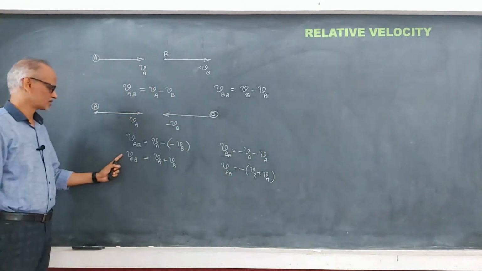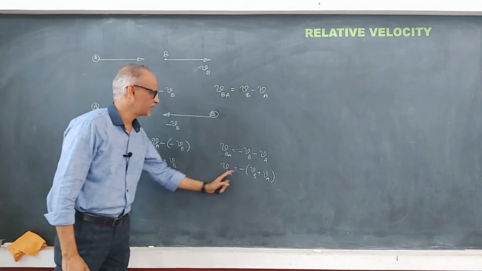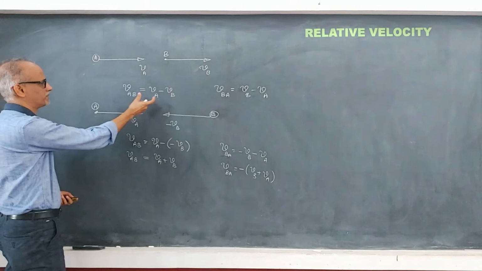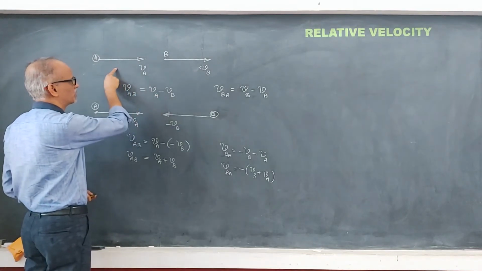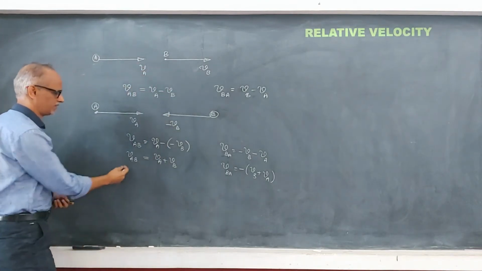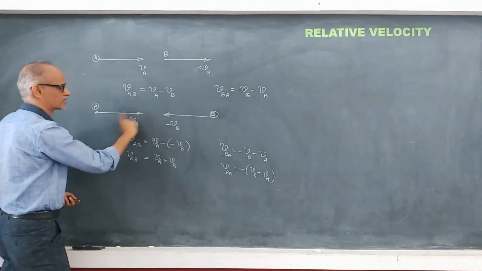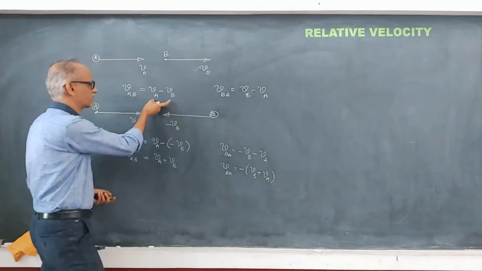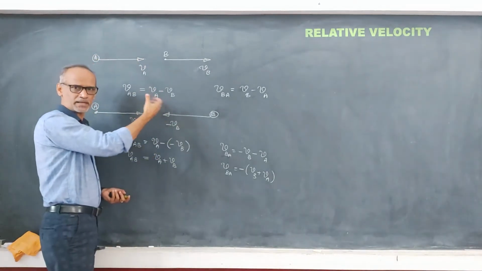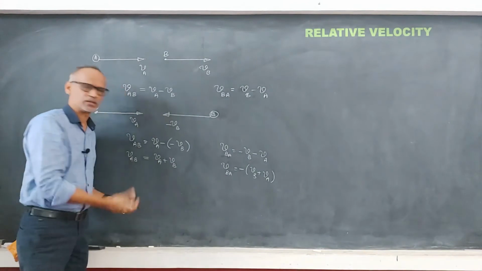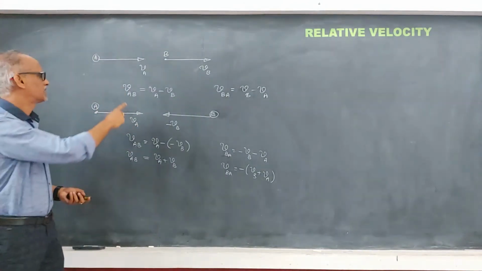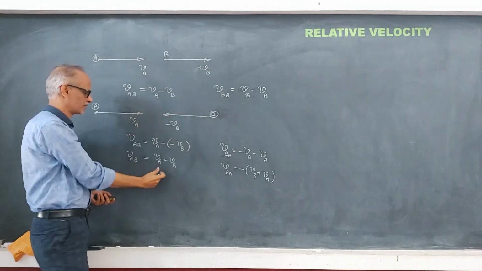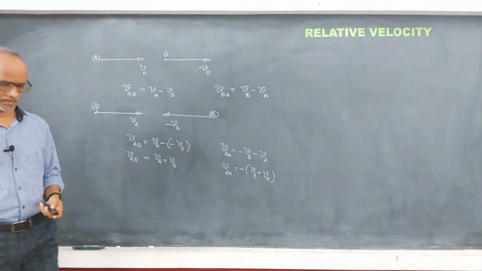So, this is the relative velocity of A with respect to B, and this is the relative velocity of B with respect to A. Relative velocity is minimum when the two bodies move in the same direction. Relative velocity is maximum when they move in opposite directions. Why am I using the words minimum and maximum? Because here it is the difference, and the difference will always be less. Whenever you subtract, the value reduces. Whenever you add, the value increases. That is why relative velocity is minimum when the two bodies move in the same direction, and maximum when they move in opposite directions.